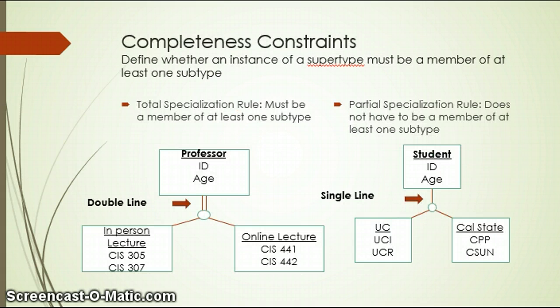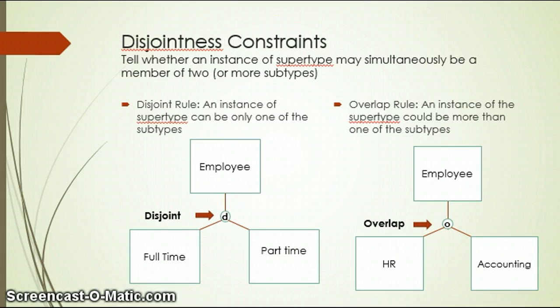Completeness constraints. Define whether an instance of a supertype must be a member of at least one subtype. Total specialization rule. Must be a member of at least one subtype. Example, professor must teach in an in-person lecture or an online lecture. Partial specialization rule. Does not have to be a member of at least one subtype. Example, student can be in the UC system or Cal State system but does not have to be in either.